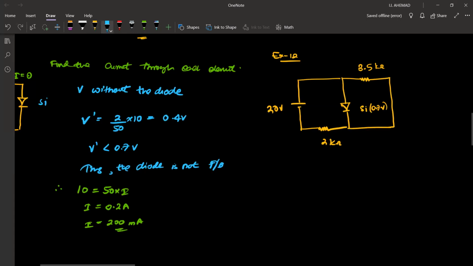You have to find the current through the diode. I hope you all can remember this step. The first thing is to find out whether there is sufficient voltage to forward bias this. If there is sufficient voltage, again you will mark the voltage according to that and find out the current. I'll give it a try.